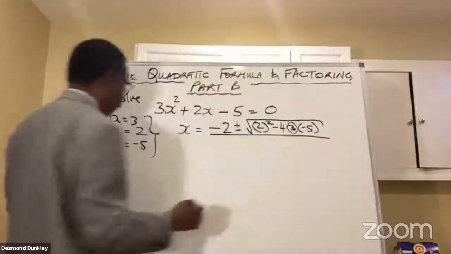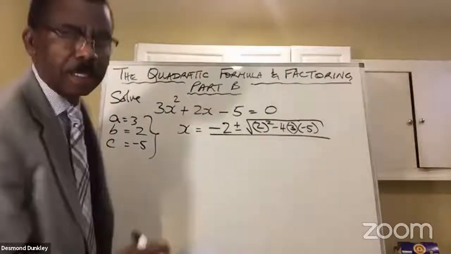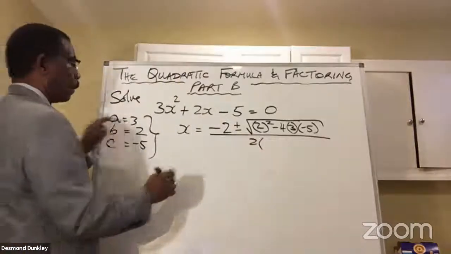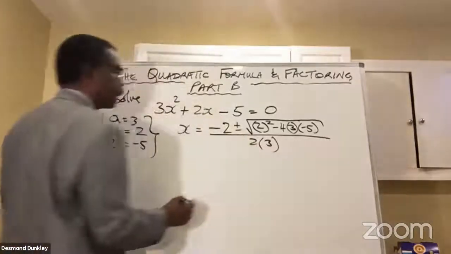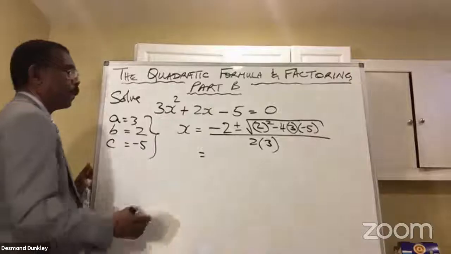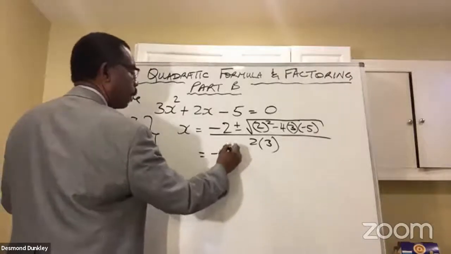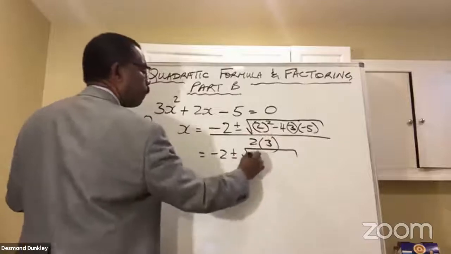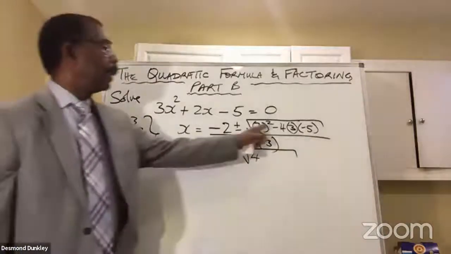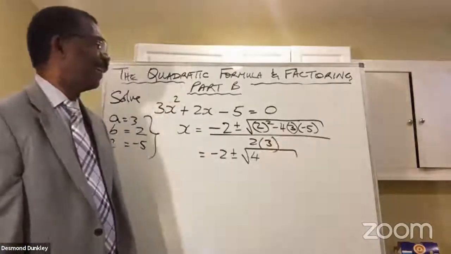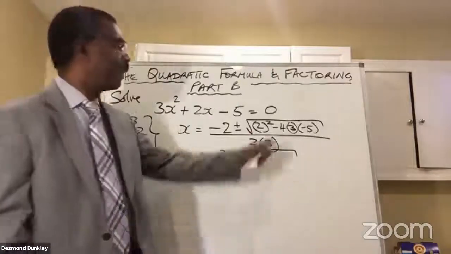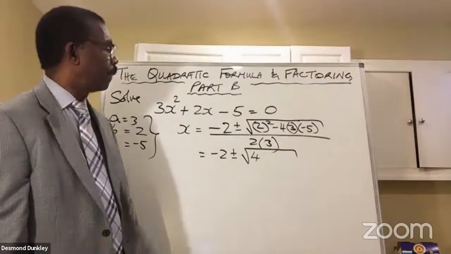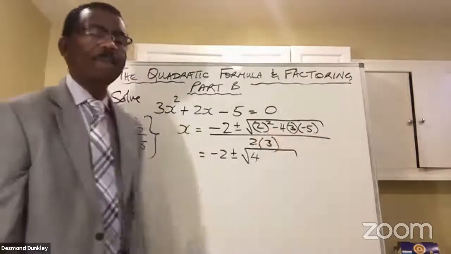All over 2 times 3, which is 6. 2 times a, which is 6. So that's equal to -2 plus or minus the square root of 2 squared is 4, minus 4 times... I made a mistake. -4 times 3 is -12. -12 times -5 is 60.